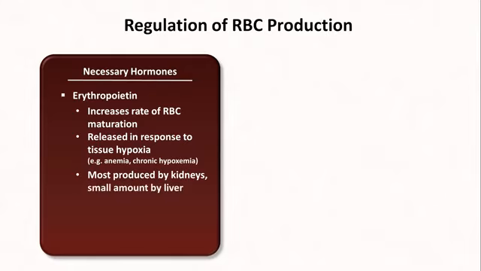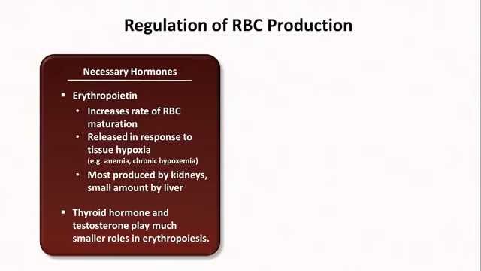The consequence of the site of production is that patients with chronic kidney disease have low erythropoietin levels and thus develop a condition predictably called anemia of chronic kidney disease. Other hormones which play a much smaller role in RBC production include thyroid hormone and testosterone, both of which stimulate RBC production, and a deficiency of which can lead to anemia.